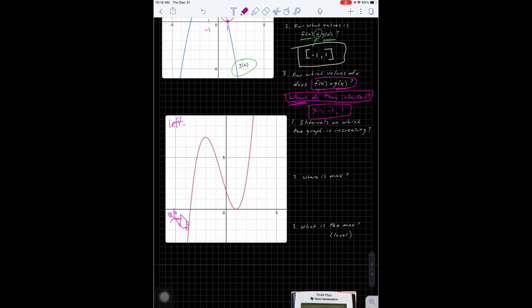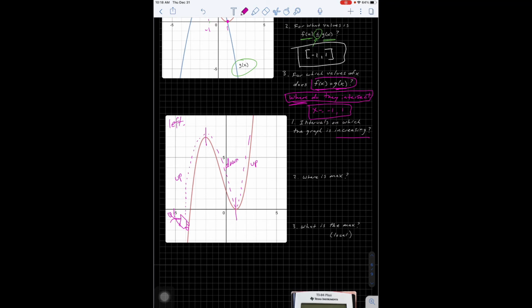Okay, there we are. And when you're increasing, you're going up. When you're decreasing, you're going down. So I'm going up the roller coaster here to the top, and then I'm going down to the bottom, and then I'm going up again. So this is your up part, this is an up part, and this is your down part.